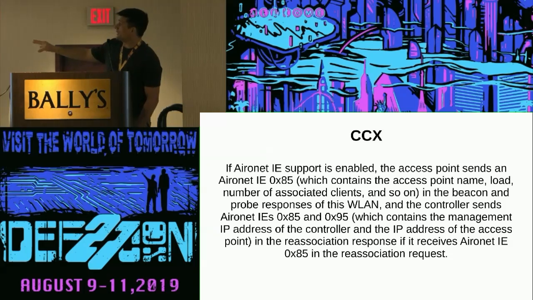And then it also says that if someone is doing roaming, moving from one access point to another in the same network, and it sends an association request with this tag, the access point is going to reply with a reassociation response frame with the tag 85, and this can contain the controller IP address. So now your access point is giving to anyone that is looking around the IP address of the controller inside the network.